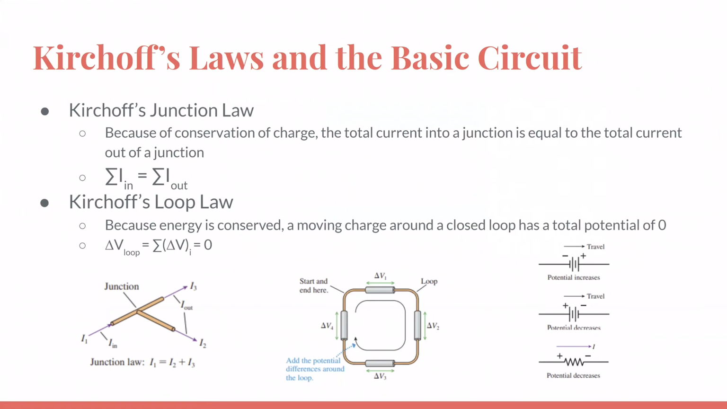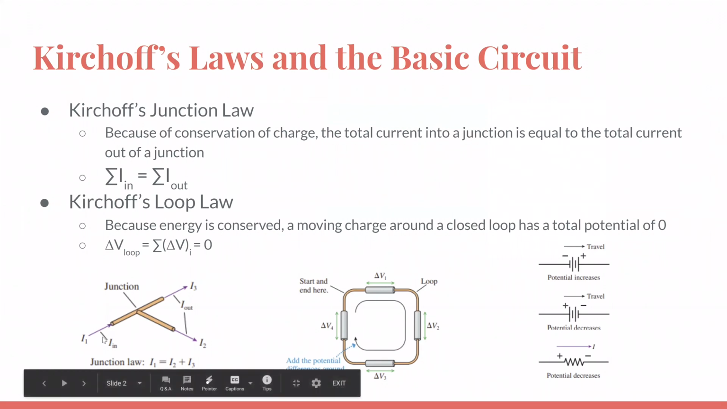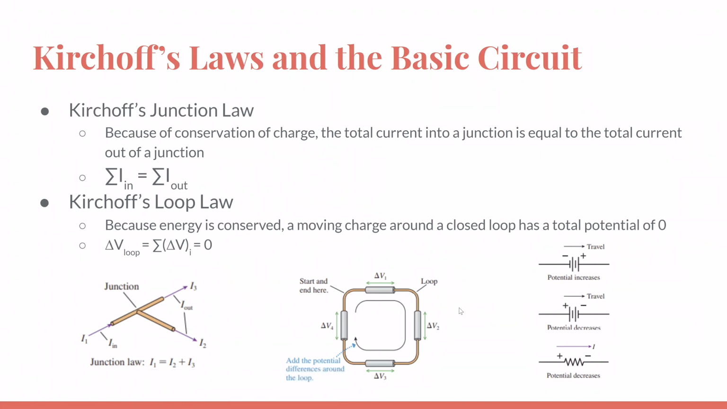So for Kirchhoff's law, total current into a junction is equal to the total current out of a junction. So whatever goes in is the same amount as the current that goes out. And Kirchhoff's loop law says that, due to conservation of energy, the sum of all the voltage drops is going to be equal to zero. So if you go around any given loop and add the voltages, it will be zero.